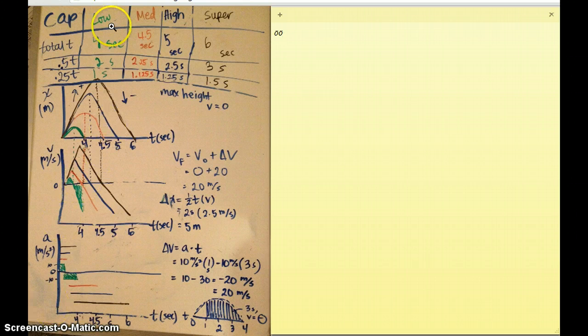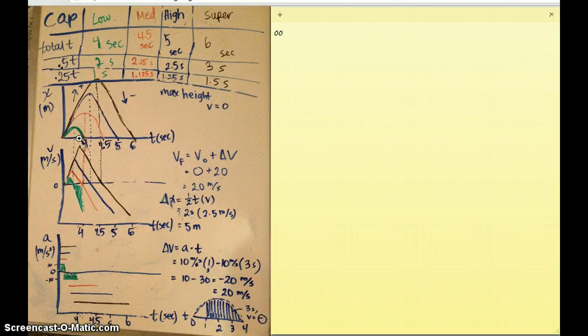As you can see here, when we actually did the experiment, it took 4 seconds for the total time at the low cap and 4.5 seconds at medium, and you can see the rest. So here's a diagram of all 4 rocket launches. The black being the super launch, blue high launch, red medium launch, and green low launch.